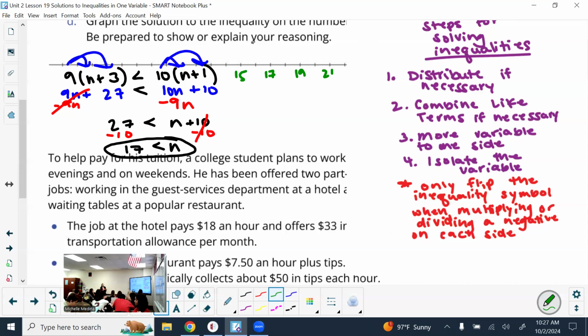Open or closed circle on the 17? Open. Because it doesn't have a little line in it. And it's not an equation, so I should have an arrow. Did it go to the left or right? To the right, because these would be numbers that would make this true. 19 is greater than 17. Or 17 is less than 19. Okay.